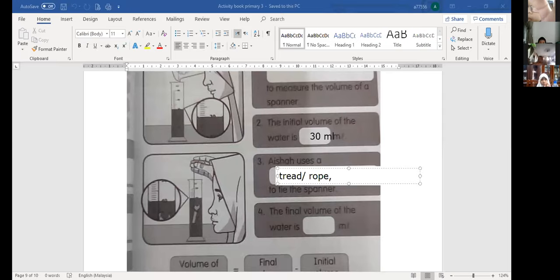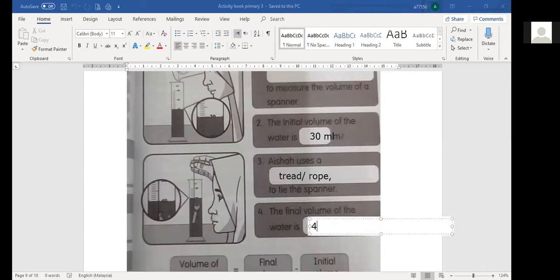Okay, when the spanner is in, what is the final volume? Teacher wants to ask Dani. What is the final volume of the measuring cylinder? Okay, Amma Hadi has helped to answer. Okay, the final volume here is 40 ml.